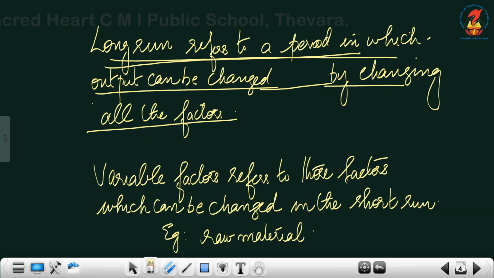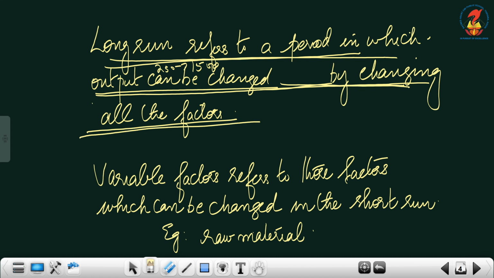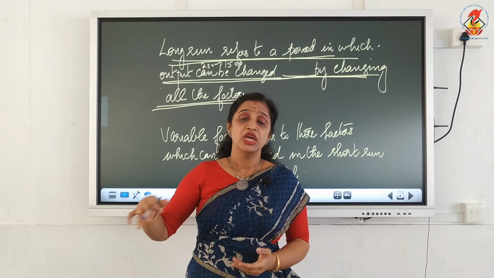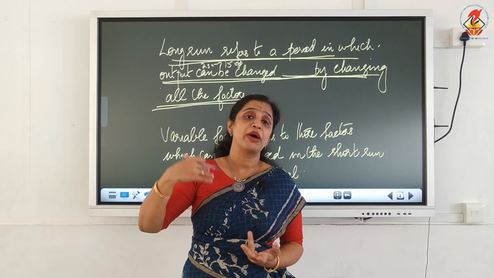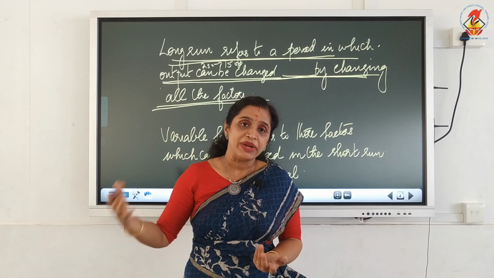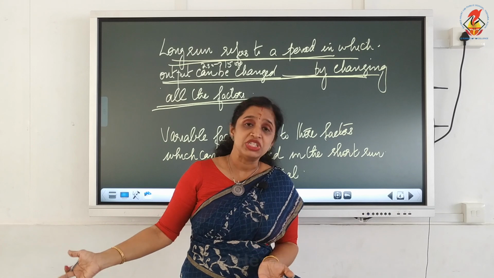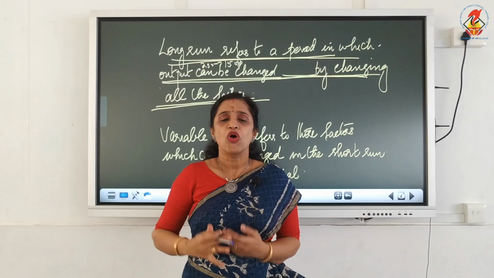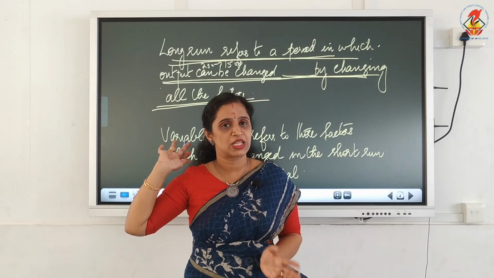Long run refers to a period in which output can be changed. That means from 250, the number of shirts can be increased to 1000 or 1500 by changing all the factors, fixed factors as well as variable factors. All these factors have to be changed. The amount of raw materials has to be changed, the number of laborers has to be changed, another building has to be constructed, more machines have to be bought, and new land has to be purchased for constructing the building. All the factors will change in the long run when the business expands.